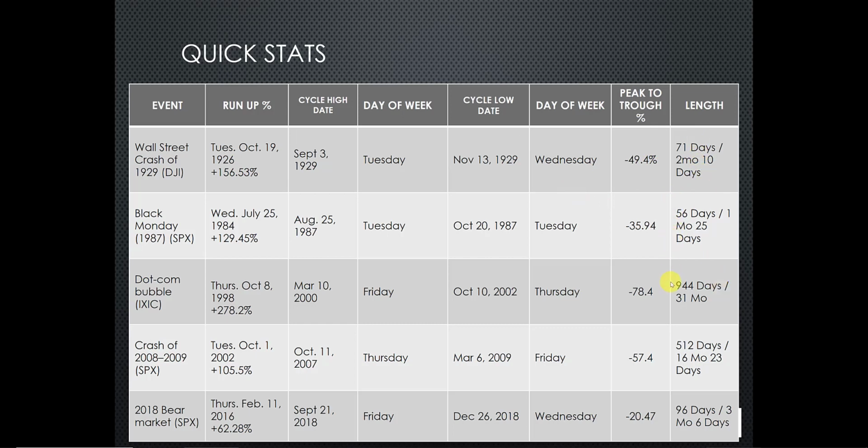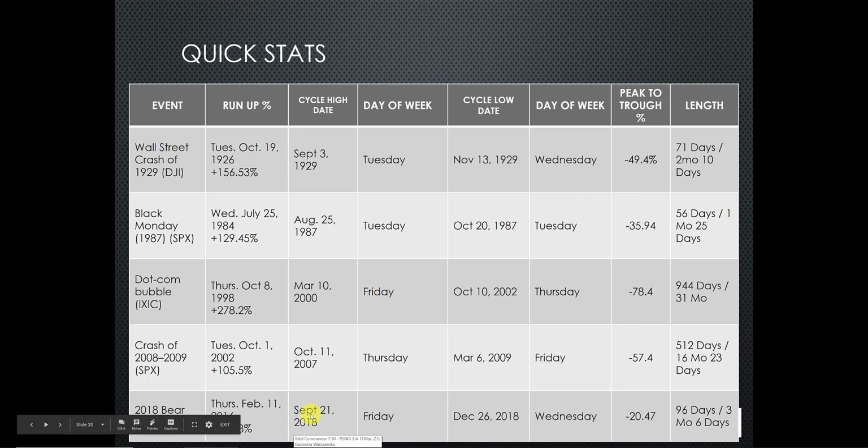Okay, so again, the one that was quite interesting was the 87 crash. That only lasted 56 days. So not dissimilar to what we had in 2018. So 2018 here. This is the amount of time it took for this thing to play out, but it rebounded very, very quickly.